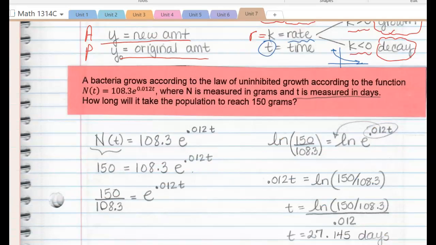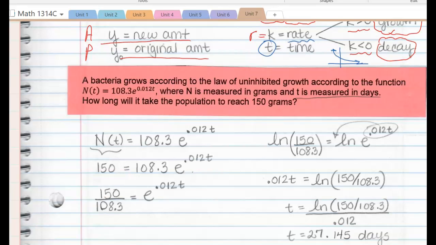So our first example for this video says the bacteria grows according to the law of uninhibited growth according to the function n of t is equal to 108.3 times e to the 0.012 t. And n is measured in grams and t is measured in days. That means our rate has to be in days too. How long will it take the population to reach 150 grams?